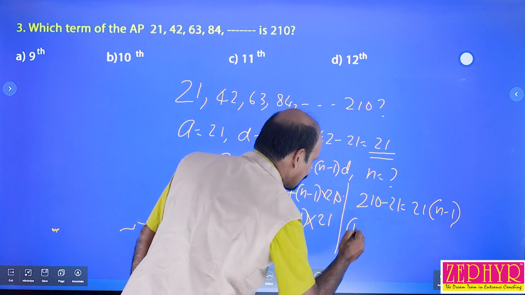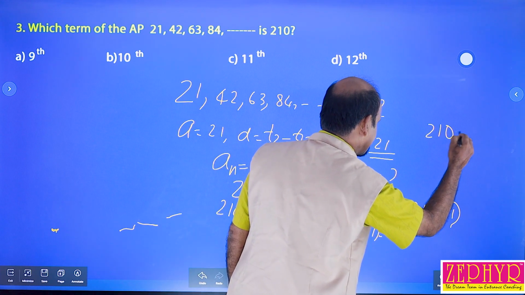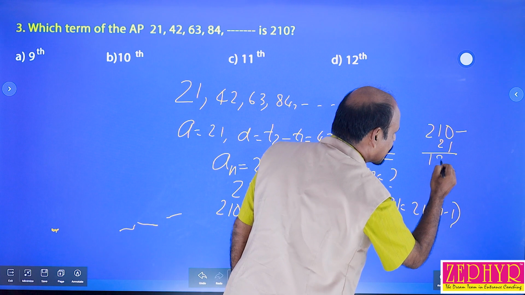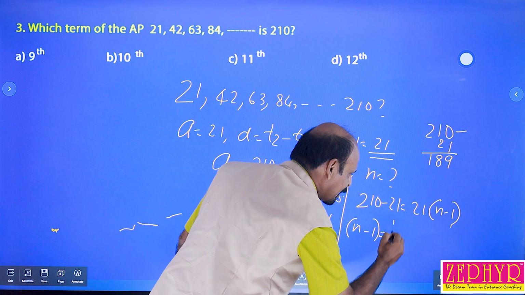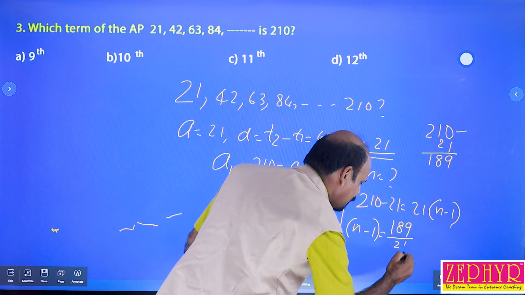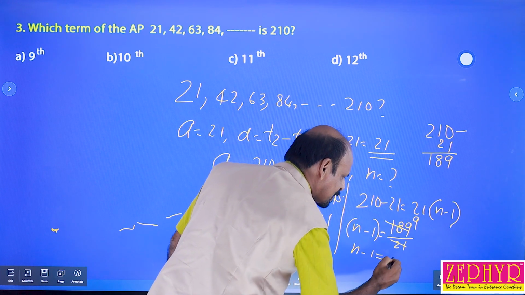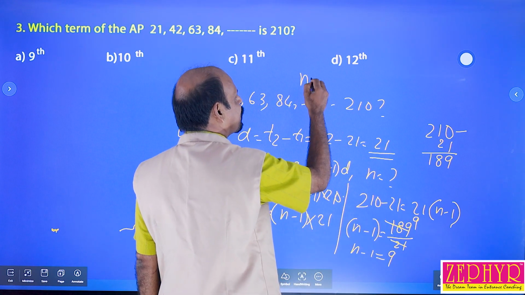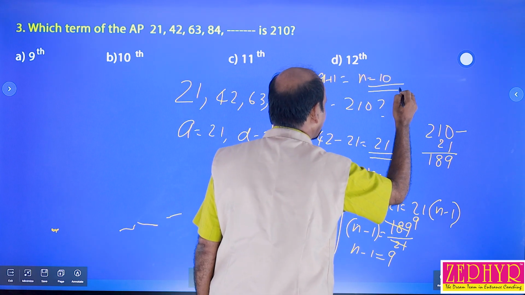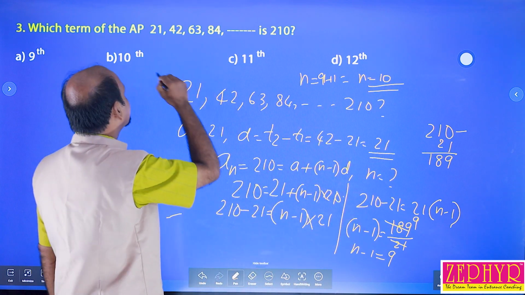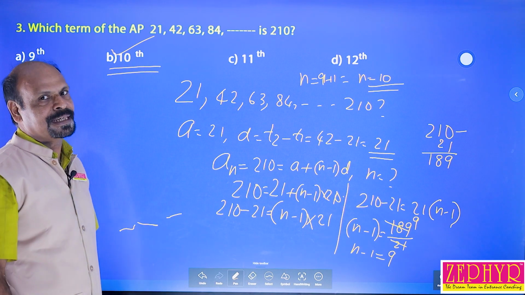So we are subtracting, 210 minus 21, that is 189. So we can find out the value of n minus 1 as 189 by 21. So you will get n minus 1 equal to 9, since 21 in 189 goes 9 times. So n equal to 9 plus 1, n equal to 10. 10 is your answer. So 210 will be the 10th term, option B. 210 will be the 10th term of the arithmetic progression.